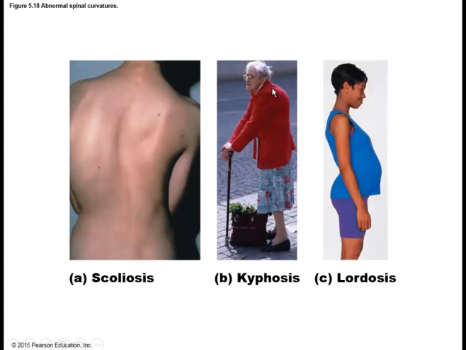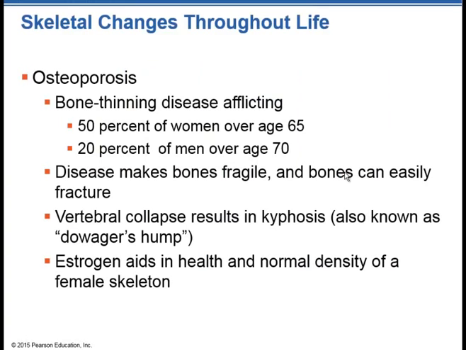In kyphosis, there's a curve in the upper part of the back. You see this a lot in elderly. And then in lordosis, there's a curve down at the lower part. And you'll very often see that. You'll see that this woman's pregnant, and very often trying to balance the weight in the front causes there to be increased bending in that area, in the lumbar area of the backbone.